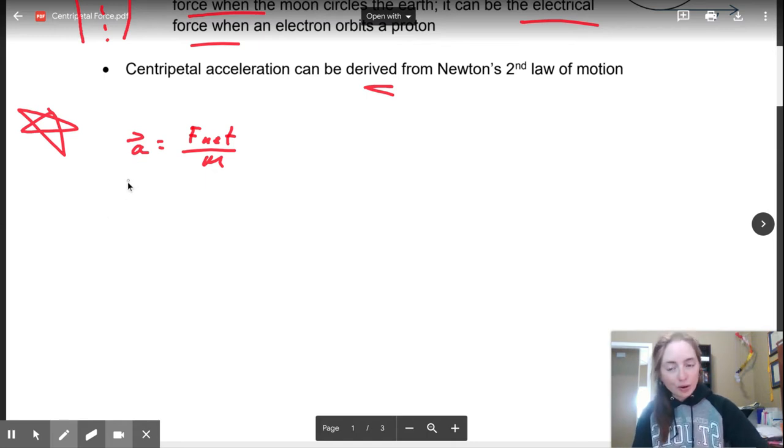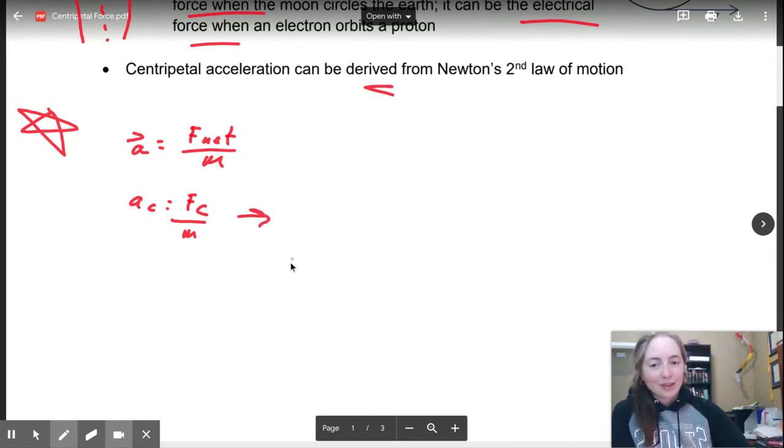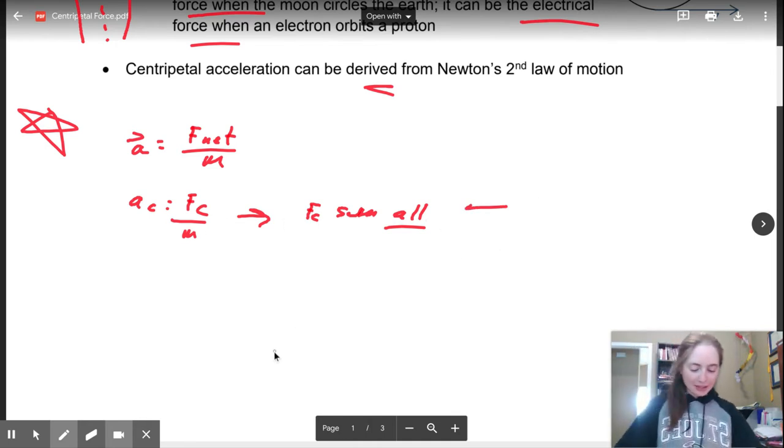If our F_net happens to be our centripetal force, there we go. This is okay because our F_C is the sum of all of the center-seeking forces that happen to be acting on that set of keys. So we can use this. Well, if we rearrange this, our F_C is going to equal m a_C.